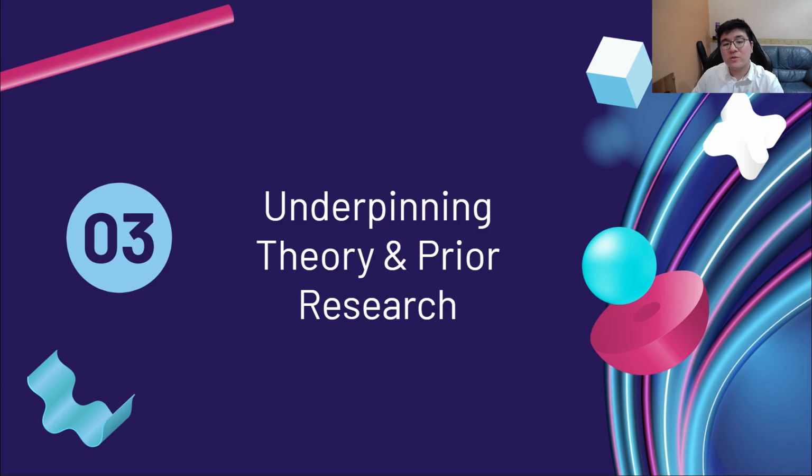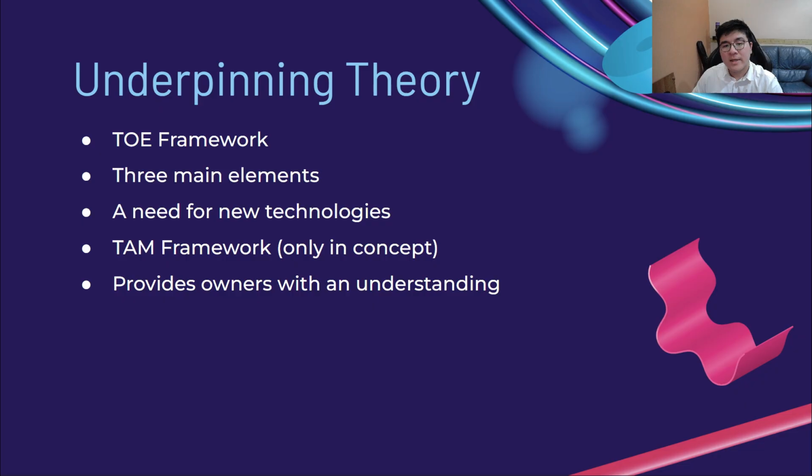Next, we'll be moving on to the underpinning theory and prior research done on this topic. The TOE framework is an organizational level technology adoption theoretical framework that explains the technology adoption process for businesses using 3 different elements. These 3 components have significant effects on the performance of businesses and can be used to analyze the success of one.